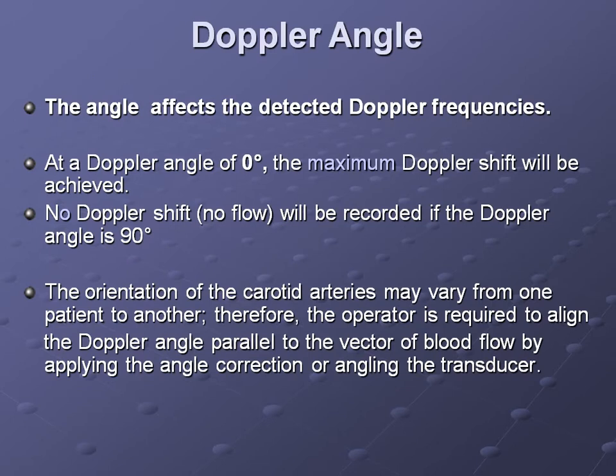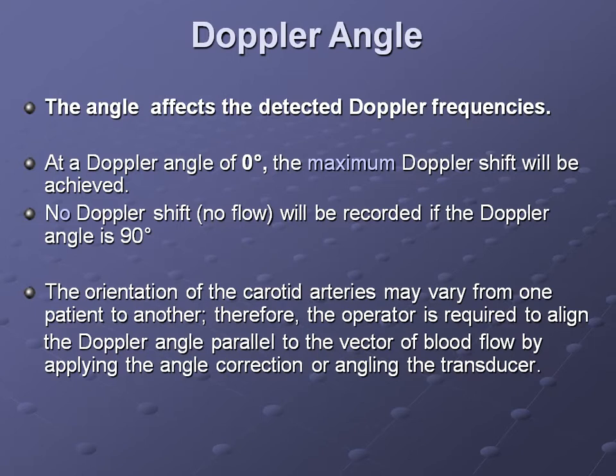The Doppler angle affects the Doppler frequencies. The best angle is zero. When you put the Doppler angle at zero, it's the best angle. However, physically, this is impossible. You cannot make a zero angle. You would have to be inside the artery to make a zero angle, which is impossible. So the acceptable angle is from 0 to 60. So the angle should be less than 60, not more, okay?